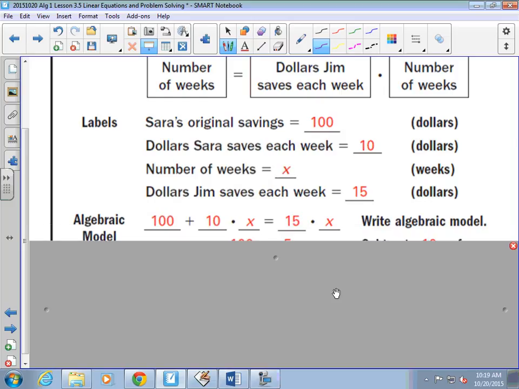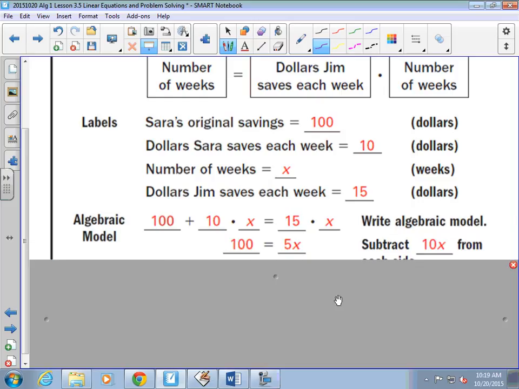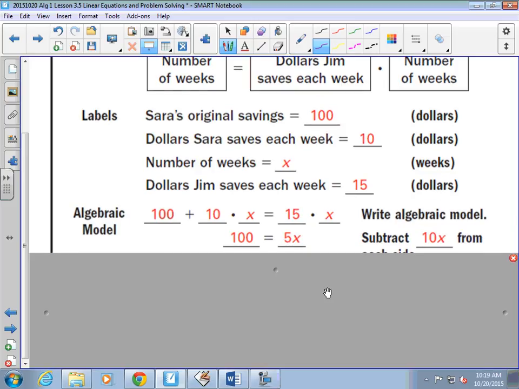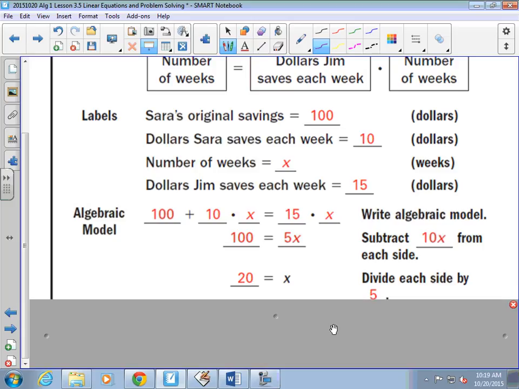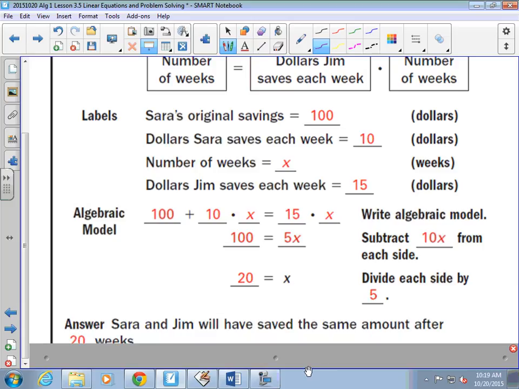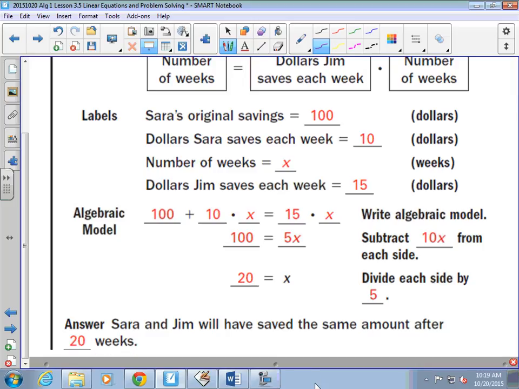There's your algebraic model I wrote a second ago. 100 plus 10x equals 15x. Move your x's all to the same side by subtracting 10x. 100 equals 5x. Divide by 5 on each side. X is equal to 20 weeks. Jim and Sarah will have the same amount saved in 20 weeks.